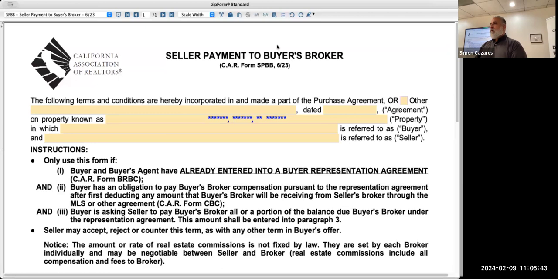CBC form. C as in Charles, B as in boy, C as in Charles. That form should be part of your arsenal on a regular basis when you are submitting any offers to any agents. And again, that form is not utilized a lot. That form will protect you from a commission, and I'm going to explain how that works.